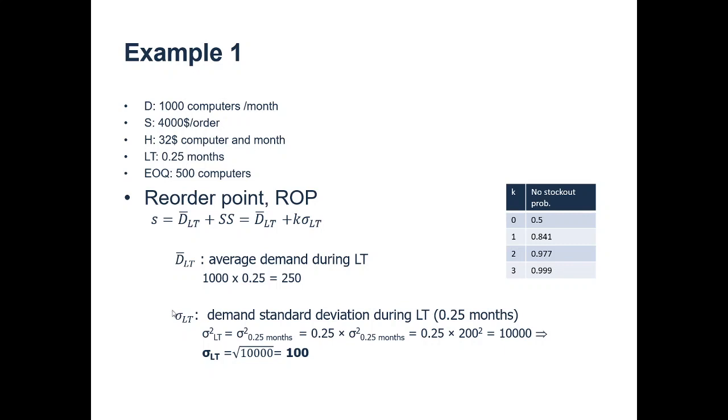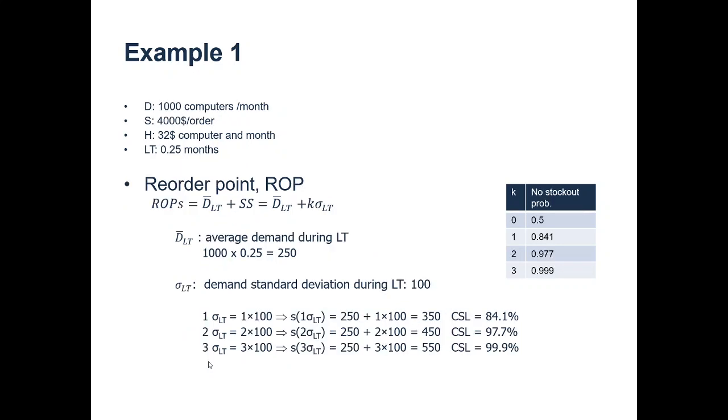And the key thing here is the standard deviation during the lead time, which is 0.25 months. As we saw before, we can calculate this as follows. The variance during those 0.25 months is 0.25 times 200 to the power of 2, which is 10,000 computers squared. That is the variance of the demand during the lead time. And the square root of that value is the standard deviation for the demand during the lead time, which is 100.